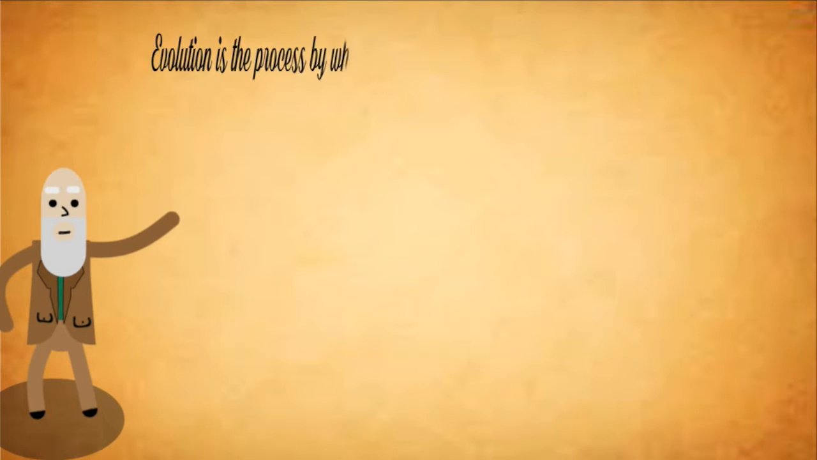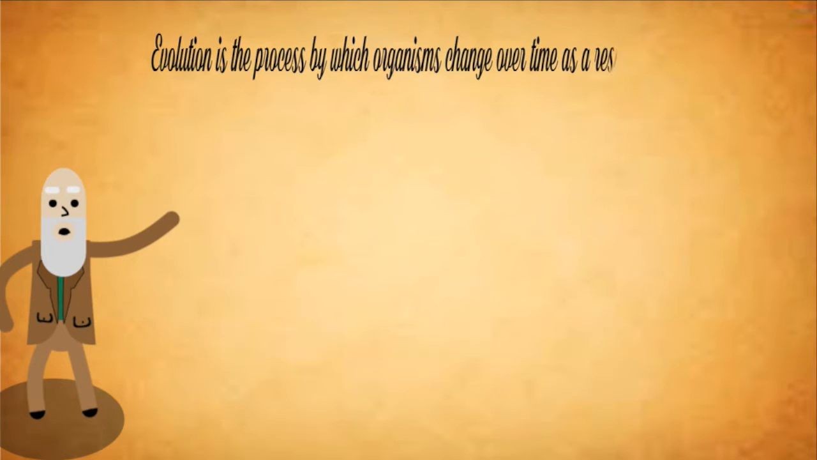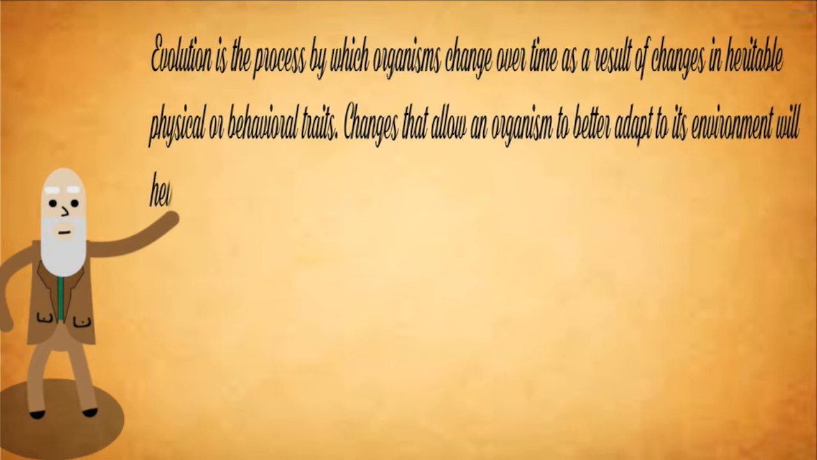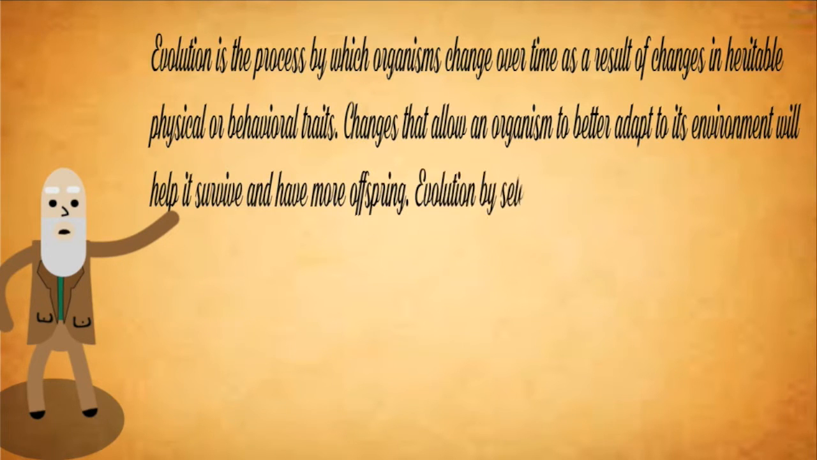Evolution is the process by which organisms change over time as a result of changes in heritable physical and behavioral traits. Changes that allow an organism to better adapt to its environment will help it survive and have more offspring.